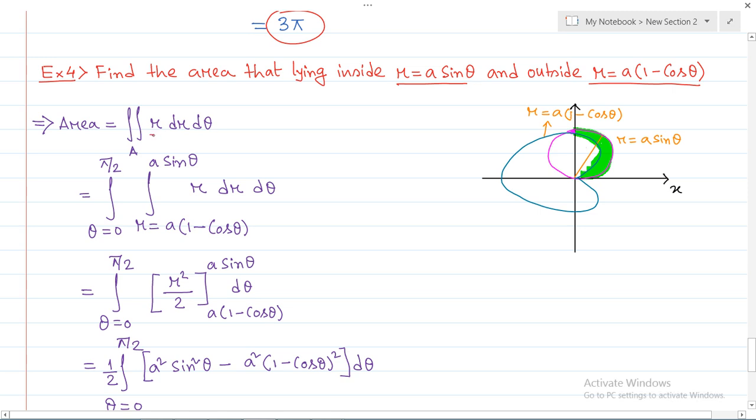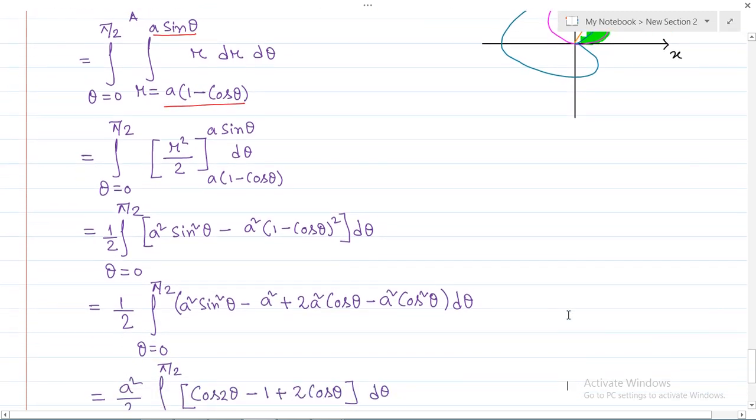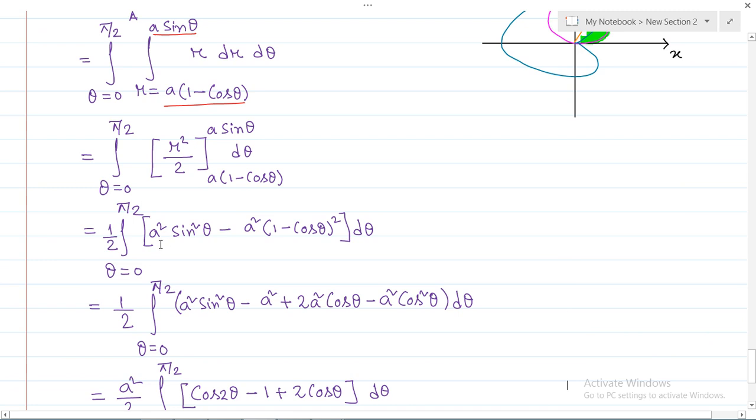So the area formula is r dr d theta. If we make a line, it will measure the r. So r will start from this cardioid and it will go up to the circle. So r equal to a into 1 minus cos theta to a sin theta. Simple integration we have done and we have substituted the upper limit minus lower limit. So we get a square sin square theta minus a square 1 minus cos theta whole square. We have just simplified it.